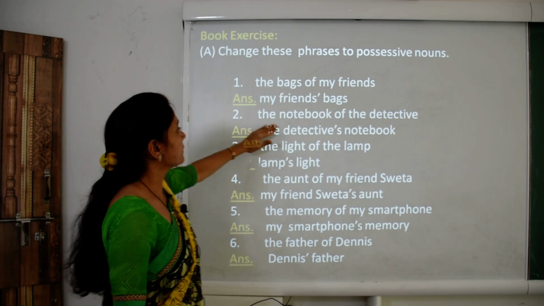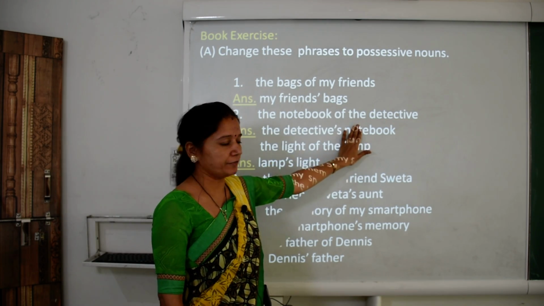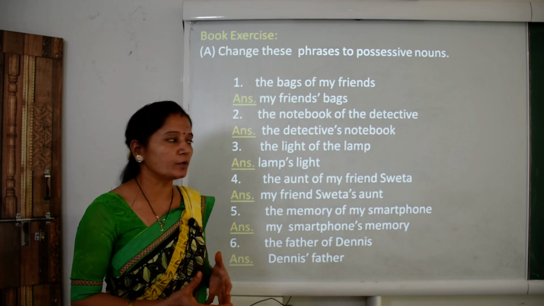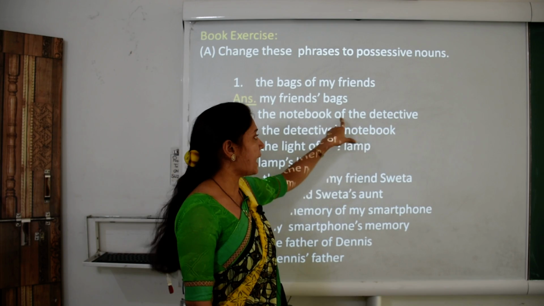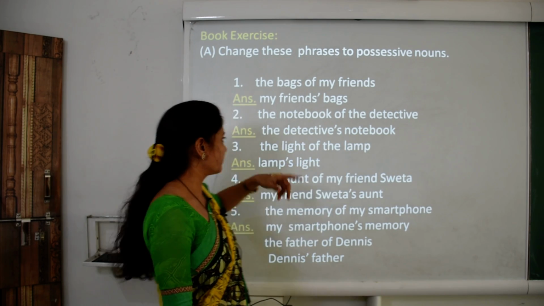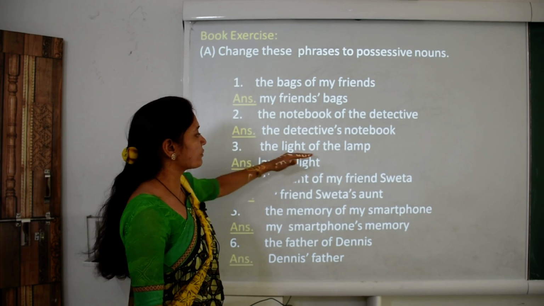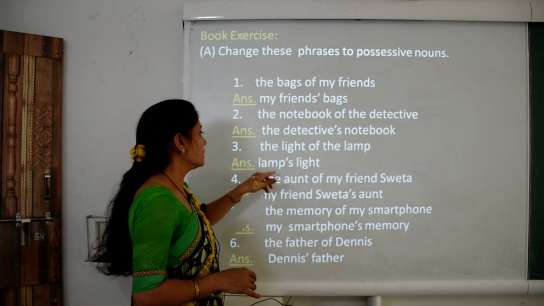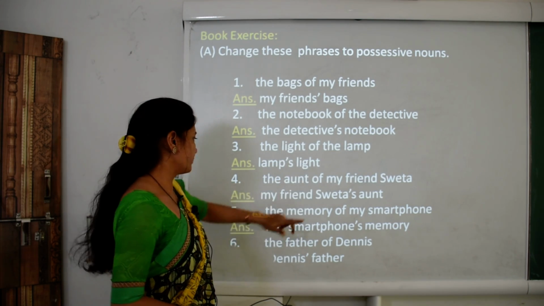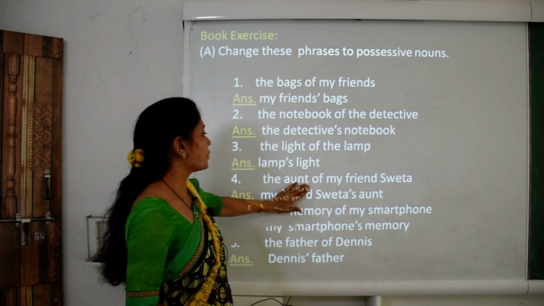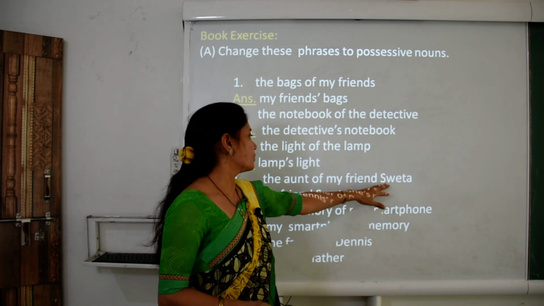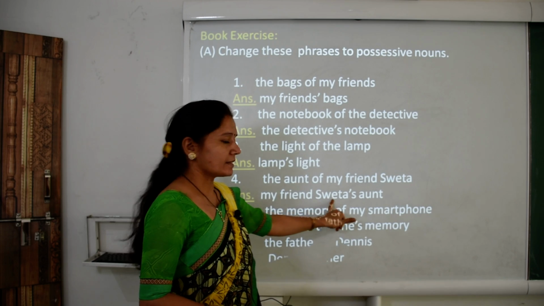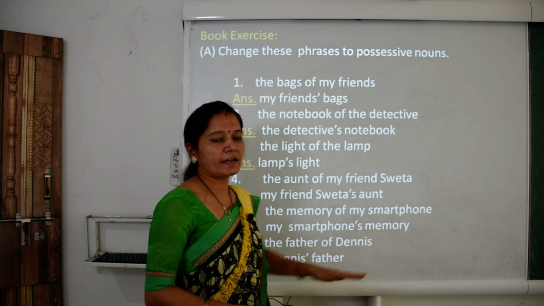Let's see the next, the notebook of the detective. Here it is a singular noun, so the phrase will be the detective's notebook. We'll add apostrophe s with it. Next again, the light of the lamp. Again it is a singular noun, so the lamp's light. Now let's see the next, the aunt of my friend Shweta. Again it is a proper noun, so my friend Shweta's aunt. We add apostrophe s with it.